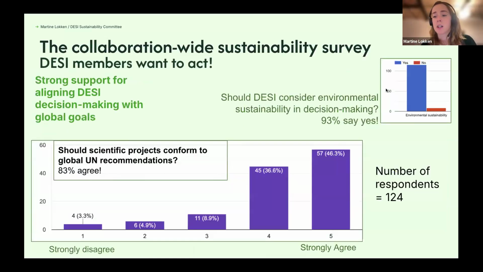So we got pretty good respondents. We got 124. And in general, what we found was that DESI members really want to act. So this question, should scientific projects conform to global UN recommendations, got 83% agreement, you can see from these bars over here. So it was very, very positive, very motivating for this work. And whether or not DESI should consider environmental sustainability in decision-making got 93% approval. So we consider this as a very strong mandate from the collaboration to do this work. And that was good because the other 7% just wanted the shirt.